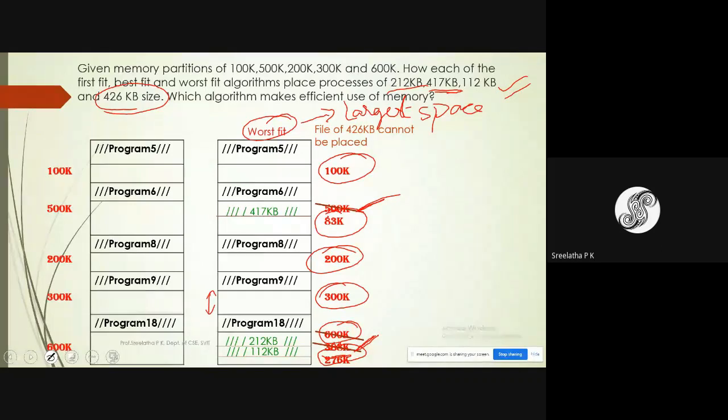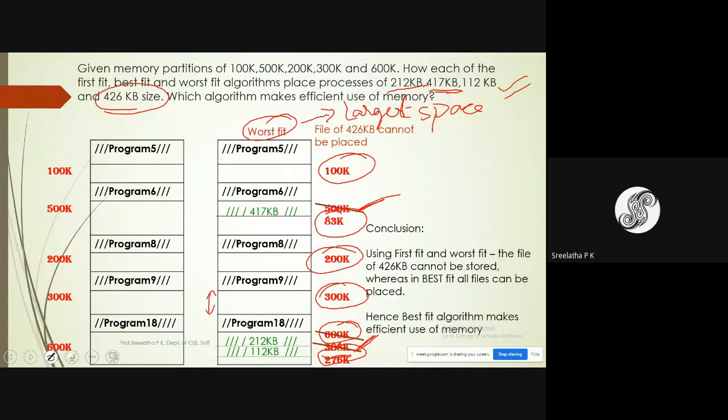So these are the three algorithms: first fit, best fit, and worst fit. You observed that in both first fit and worst fit, a particular file could not be placed, but in best fit all the programs were able to be stored and memory was efficiently managed. So best fit utilizes the memory well.